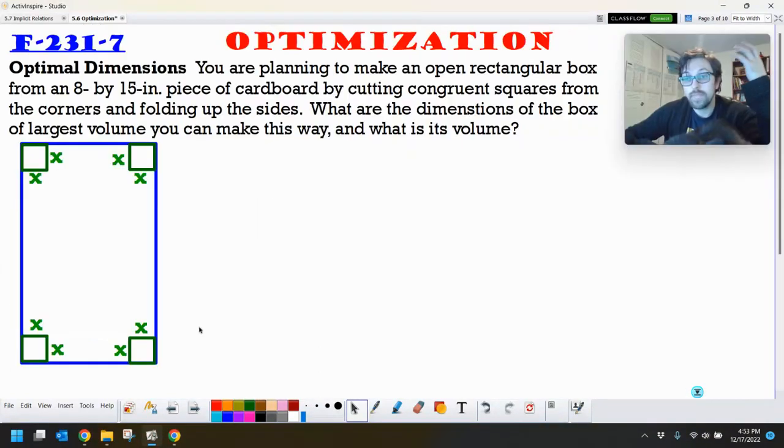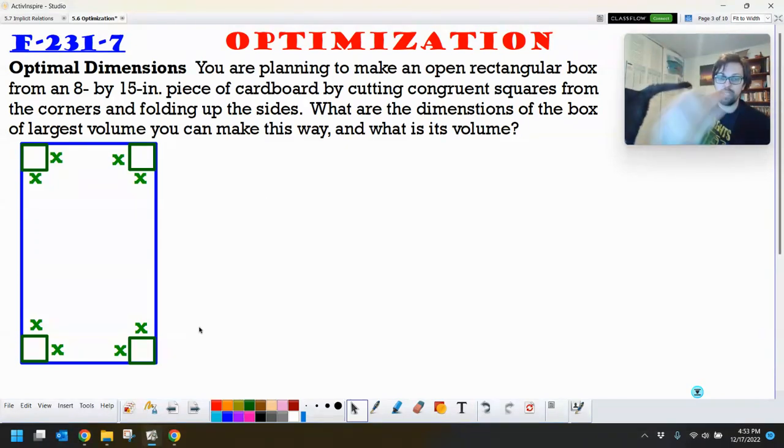In this next example, I've got a box that we're going to cut out based on this sheet of cardboard, and I drew a picture of the corners we're going to cut out of that box. So we want to figure out what the dimensions of the box of largest volume we can make and what its volume is going to be. So I need a volume equation. So volume is length times width times height. So I'm going to write that.